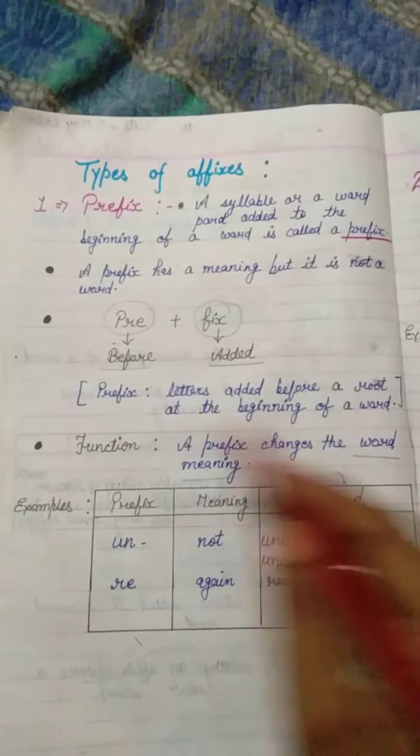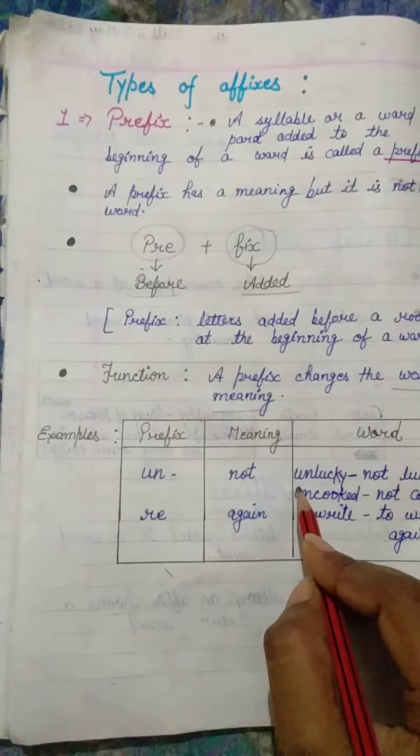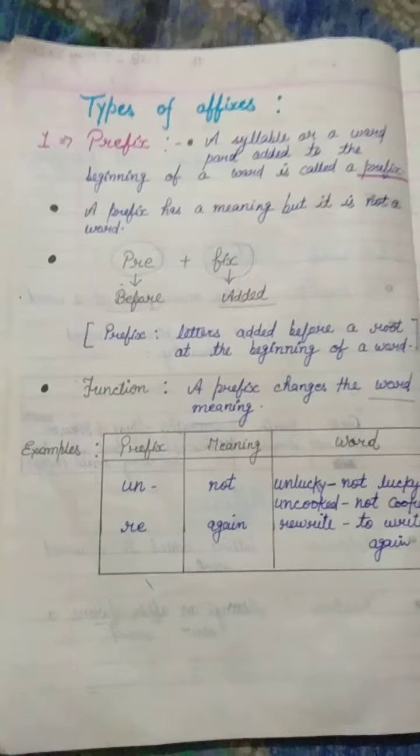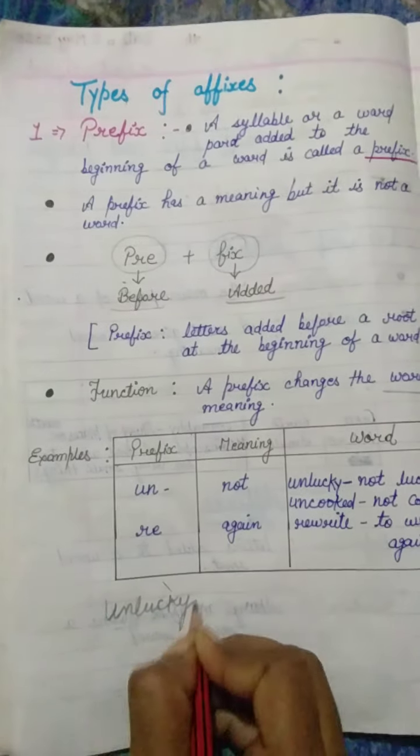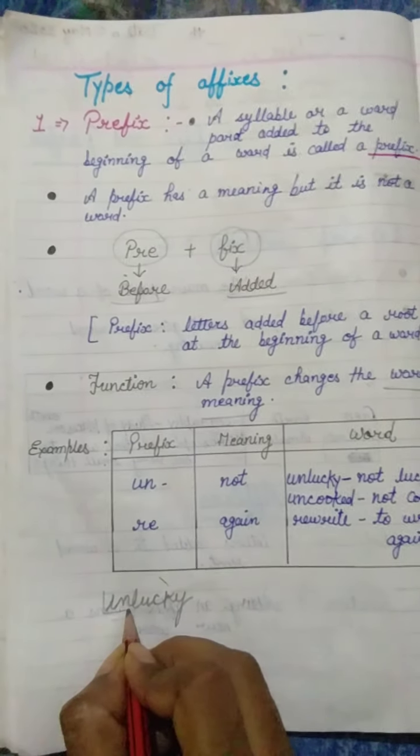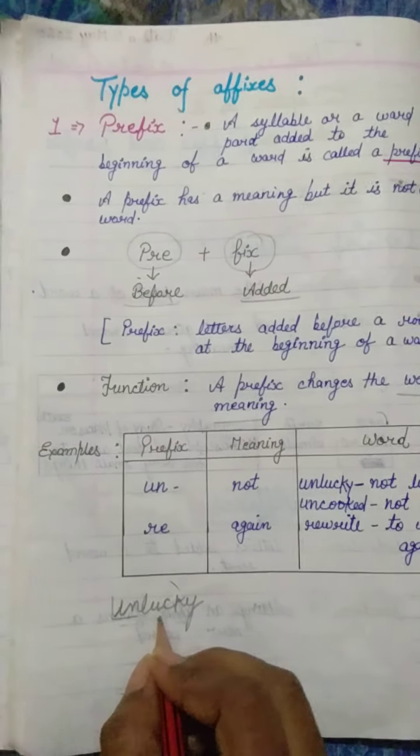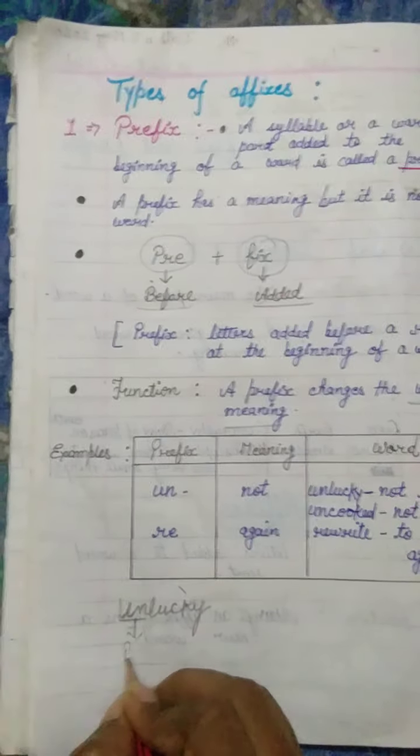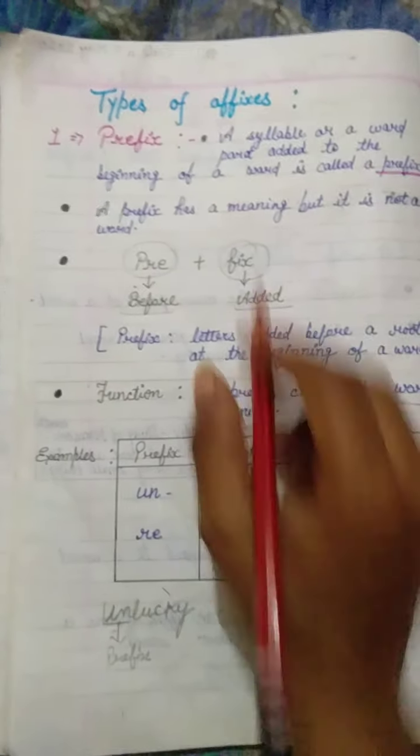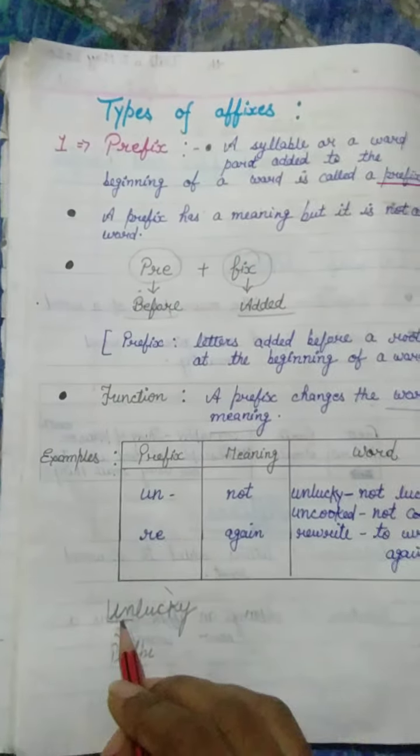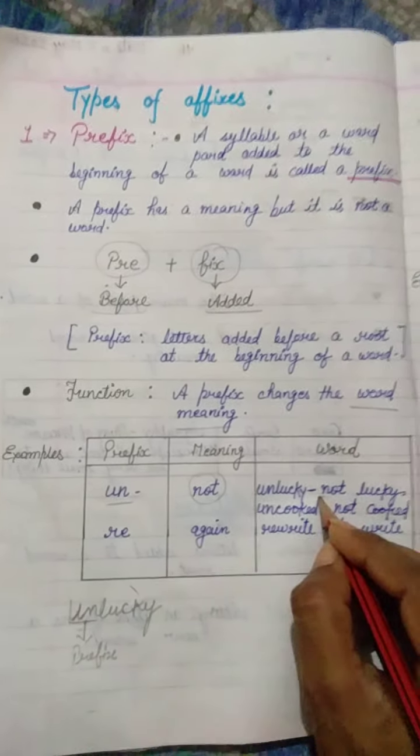Students, here are some examples of prefix. First example is unlucky. Students, un is added at the beginning of a word. So, un is a prefix. I have already told you that a prefix has a meaning also. So, the meaning of un is not. So, the meaning of unlucky is not lucky.